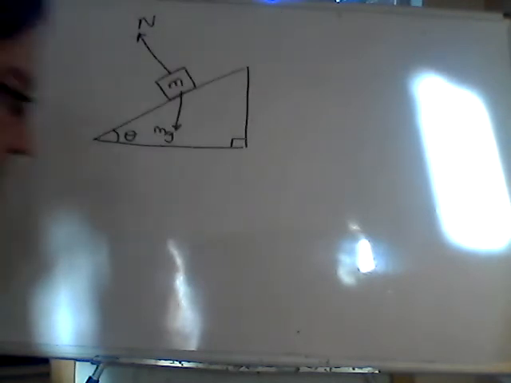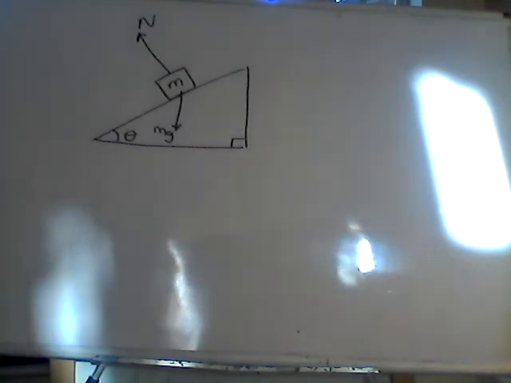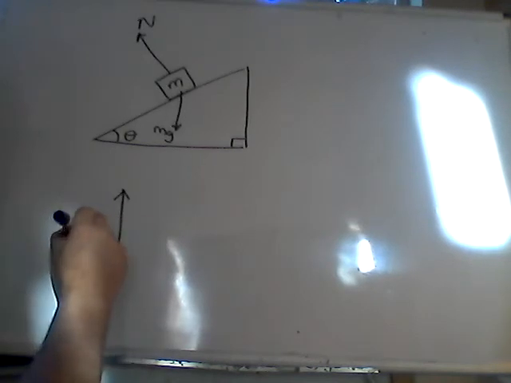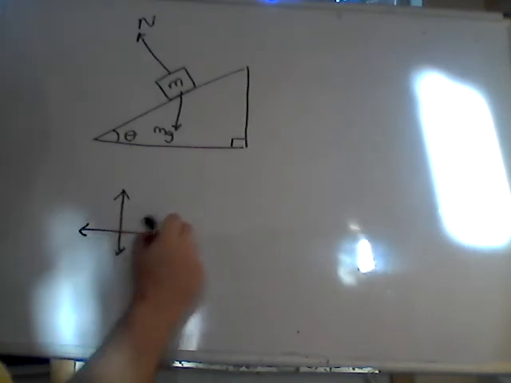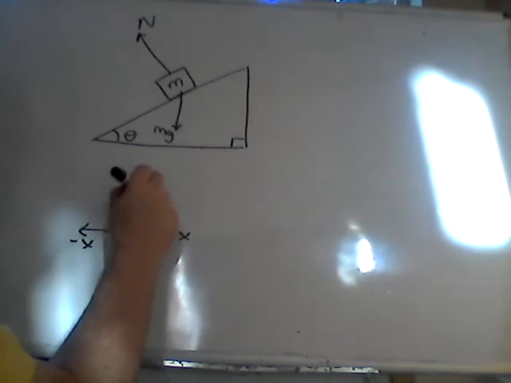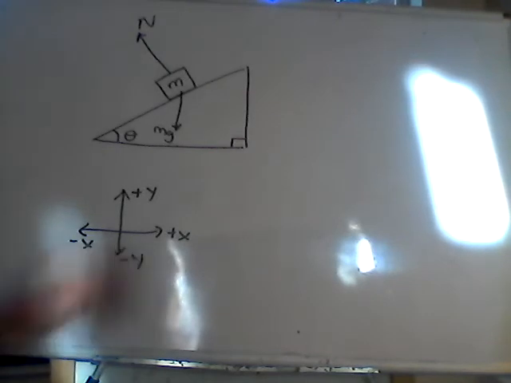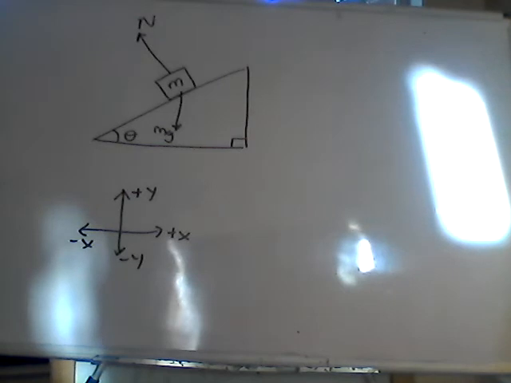So we have to make a trade-off. We can either use the regular Cartesian system, the one where we have plus x, minus x, plus y, and minus y. We can use that system. But if we use that system, what's the situation? Well, the normal force is going to have two components. The frictional force, if there is one, will have two components.